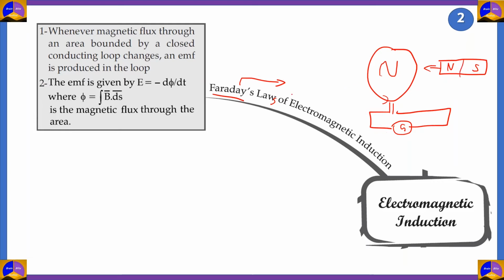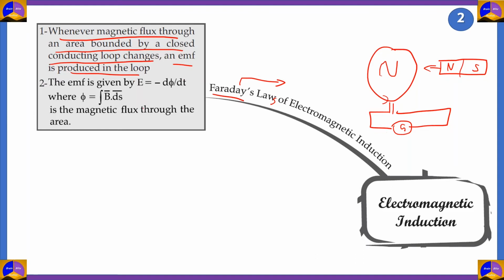So the first law which Faraday proposed says that whenever the magnetic flux through an area bounded by a closed conducting loop changes, an EMF is produced in the loop. Because of the change in magnetic flux due to the bar magnet, there is production of current, because electricity and magnetism are interrelated, so current can be induced as well as conducted. So in this case, current is induced, and wherever current is induced, there is always the induction of an EMF. So the first law holds true.